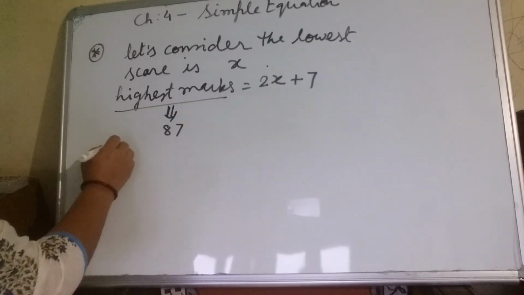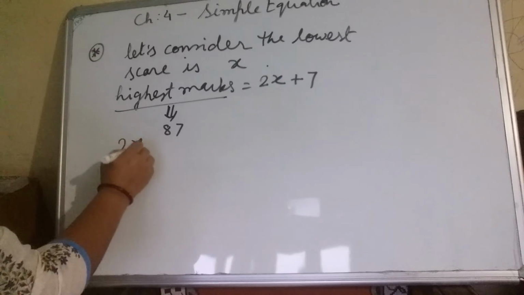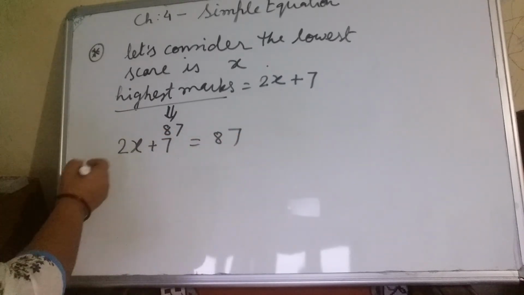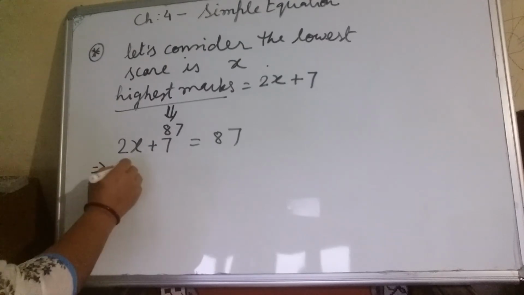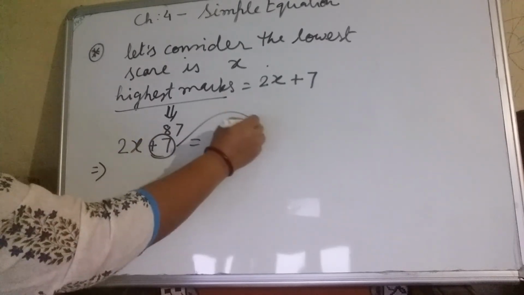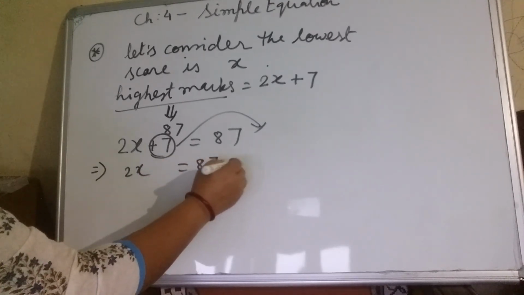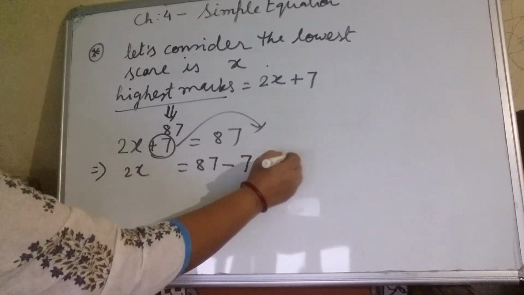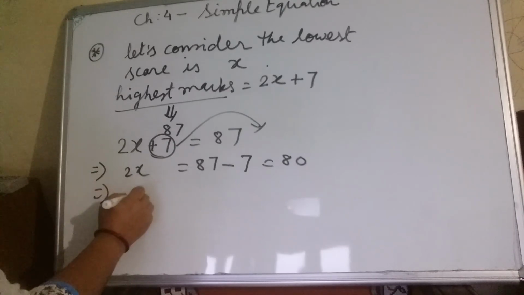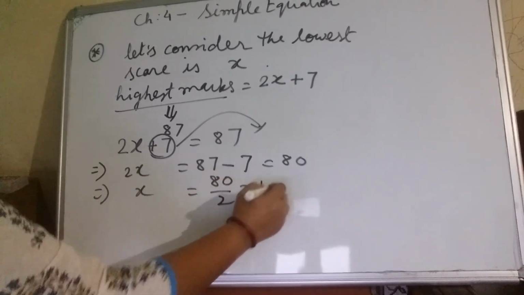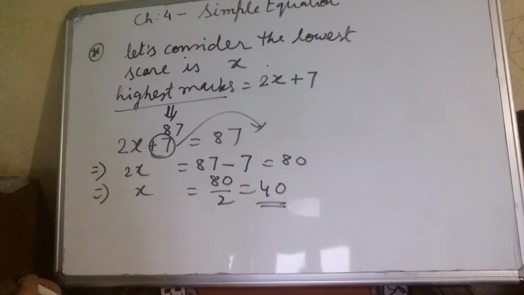So now we can write this equation as 2x plus 7 equals 87. Now it's very easy to solve. This plus 7 I will transpose to the right hand side. So 2x equals 87 minus 7, it is 80. So 2x equals 80, so x equals 80 by 2 equals 40. This way you can solve different practical problems.